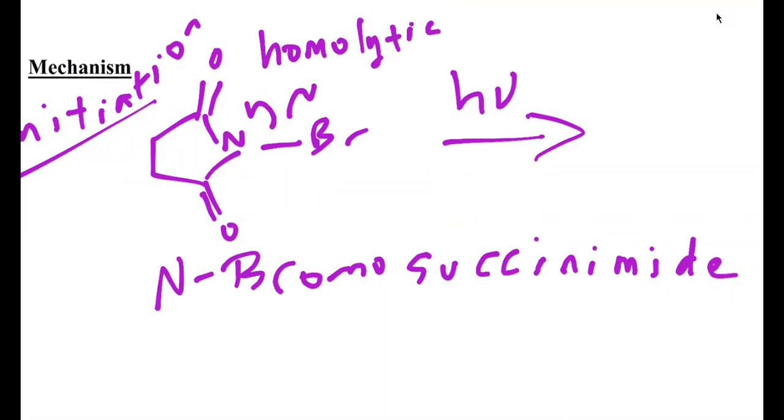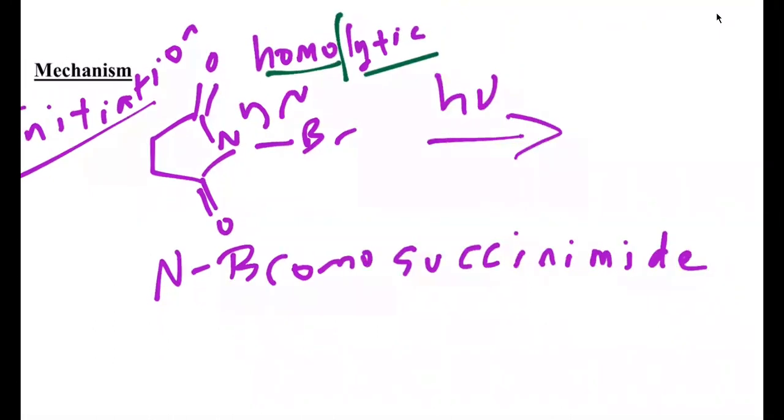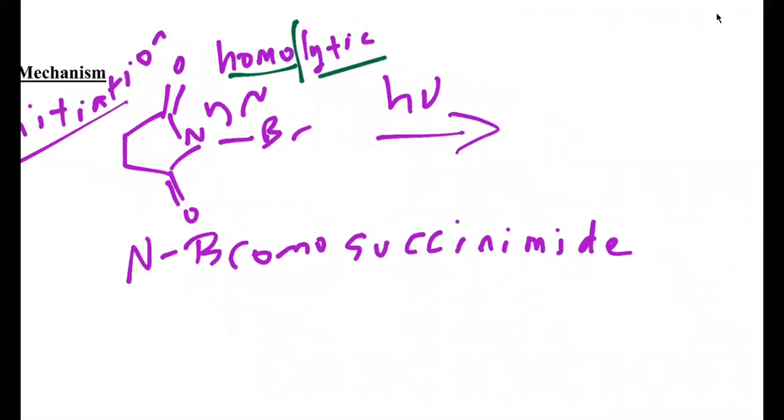Homo meaning same, lytic meaning to cut, right? So each electron in the bond ends up with one of the atoms that makes up that bond. So I'm left with the radical here, and then this. Everybody okay with that? All I did was break the N-Br bond.